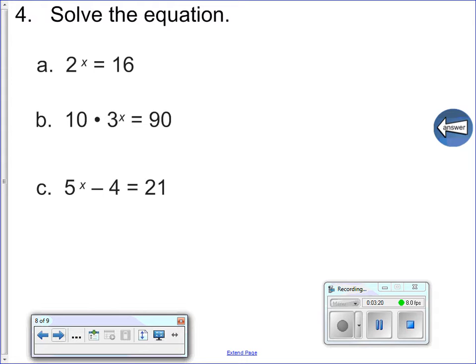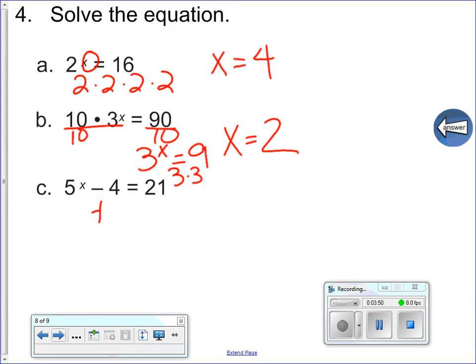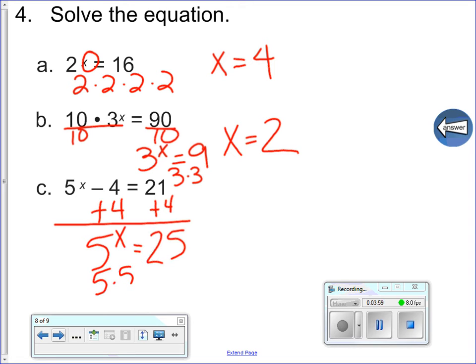Solve the equation. So we want to know what x is. To get to 16, I need to know this: 2 times 2 is 4, times 2 is 8, times 2 is 16, so x has to be 4. And this one, I divide both sides by 10, so I get 3 to the power of x equals 9, so 3 times 3 is equal to 9, so x is equal to 2. This one I'm going to add 4 to both sides, and we get 5 to the x equals 25, so 5 times 5 is 25, so x is equal to 2.